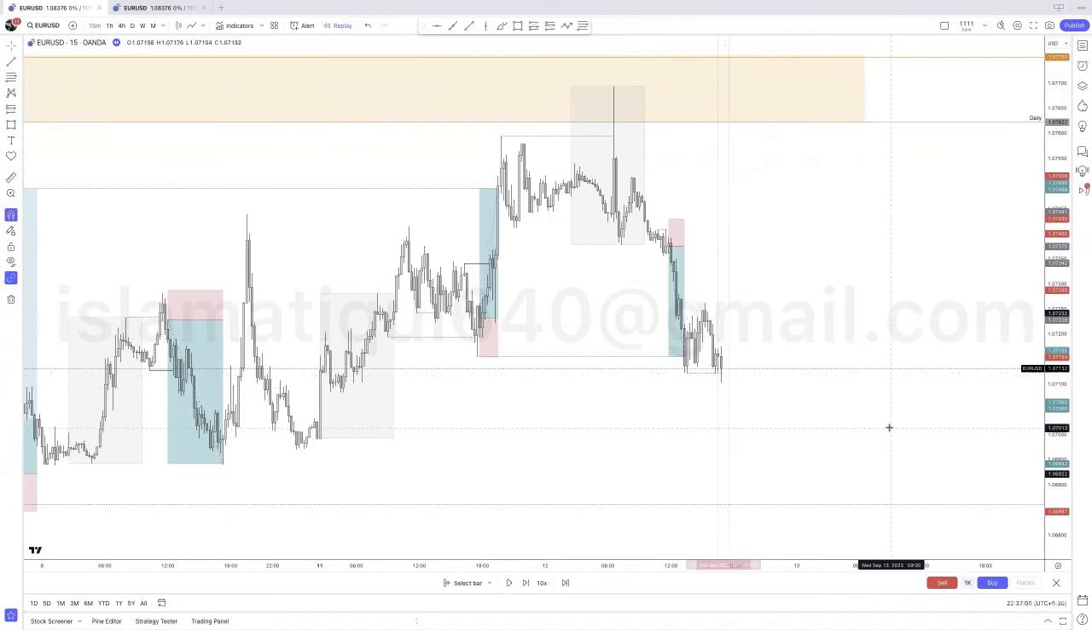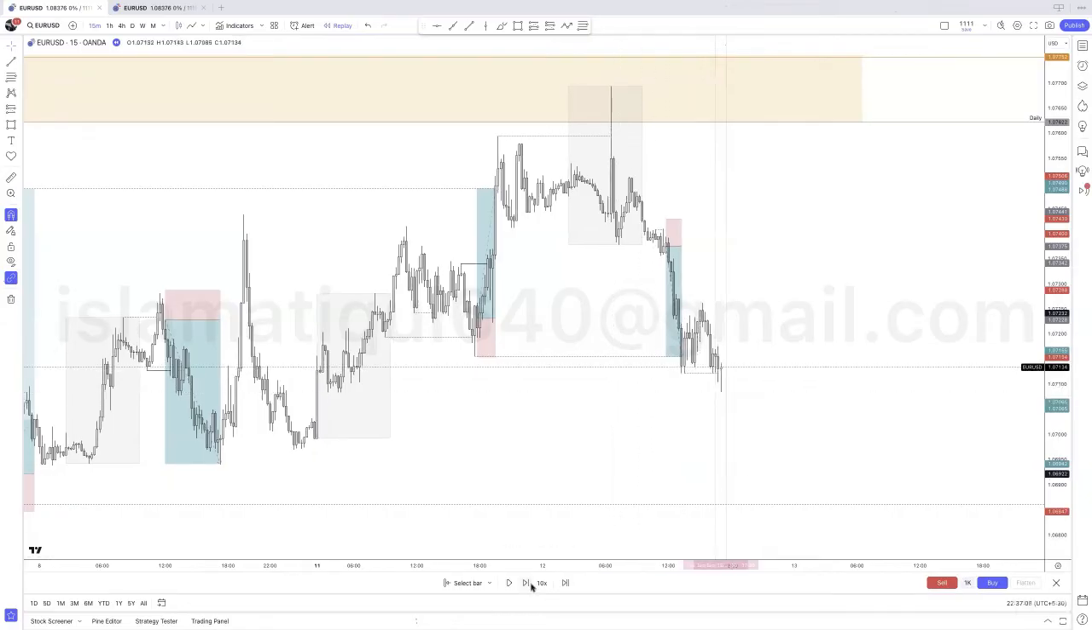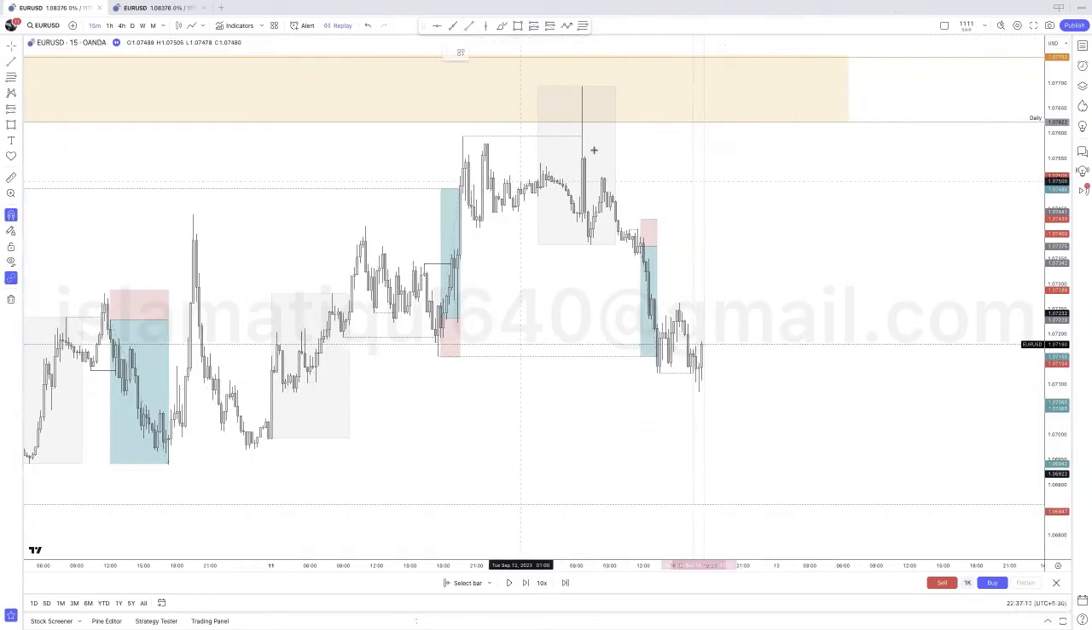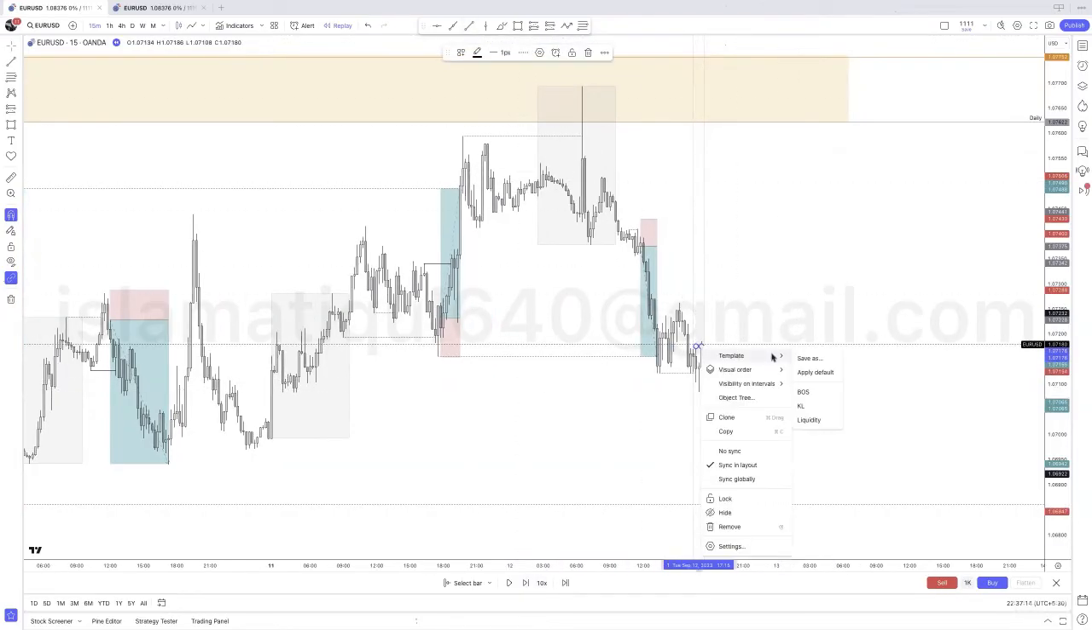Equal lows are being swept. See, a manipulation happens at this time of the day. Equal lows are swept. Yet, we have a clean breakout structure. Now it might start moving up.